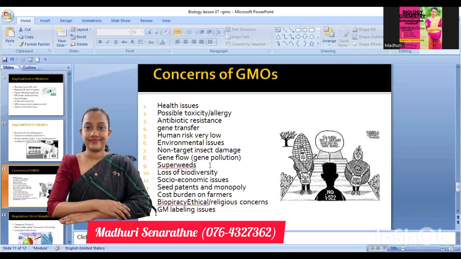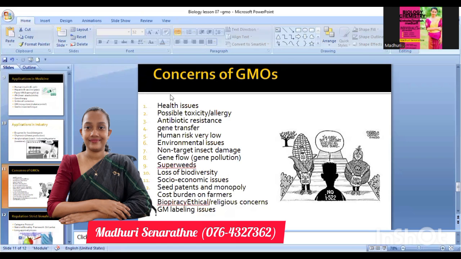Although GMOs have many benefits, there are also concerns. Some scientists study possible health effects such as allergies and toxicity, but strong evidence is limited. Environmental issues include gene flow, loss of biodiversity, and development of superweeds. Socio-economic issues include seed patents, high cost to farmers, and ethical concerns about ownership of living organisms.